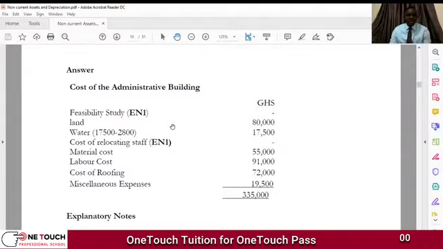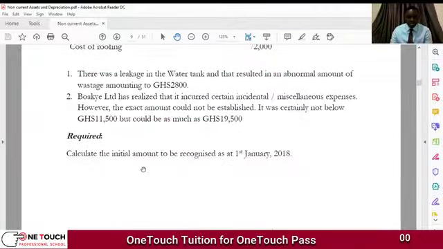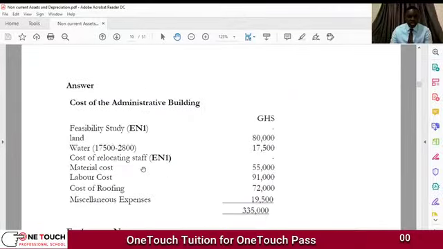So let's look at it. Here we have the cost of the administrative building. Feasibility study is nil. Land has been given. Water has been given. We have cost of relocating staff, that is not part of the cost. We have material costs, we have labor costs, we have cost of roofing, and we have miscellaneous expenses.